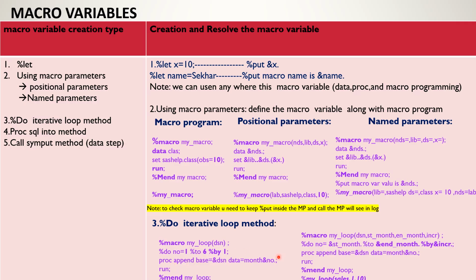So here, 1 to 6 also we can create as a macro variable. See here, the first one is the data set name, the start month. Here 1 to 6 is there, right? So here %start month, then 6 we write as the end month. For this also we can create the macro variable.